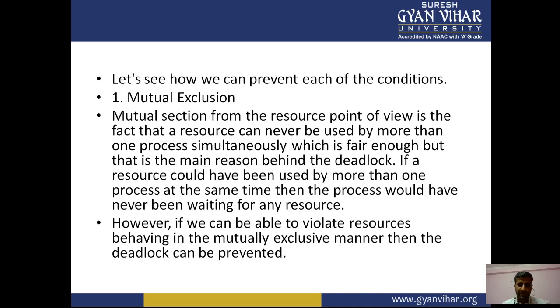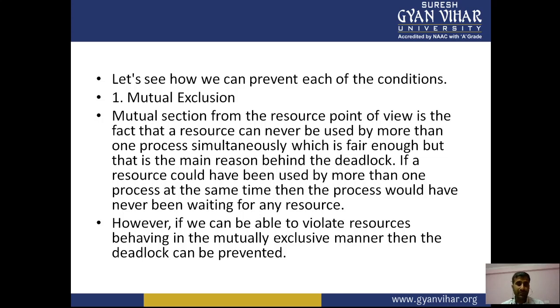Now let us check how we can prevent these conditions: we have discussed mutual exclusion, hold and wait, circular wait, and non-preemption, right? First, mutual exclusion. From the resource point of view, mutual exclusion means that a resource can never be used by more than one process simultaneously, which is fair enough, but that is the main reason behind deadlock, right?